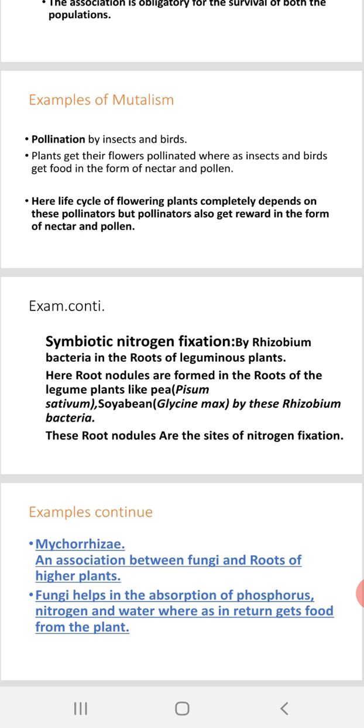Another example of mutualism is the mycorrhizae, a symbiotic or mutualistic association between the fungi and the roots of higher plants. Here, fungi, while forming association with the roots of higher plants, help in the absorption of phosphorus, nitrogen, and water to these plants, but in return also is benefited as the plants provide glucose to this heterotrophic fungi.